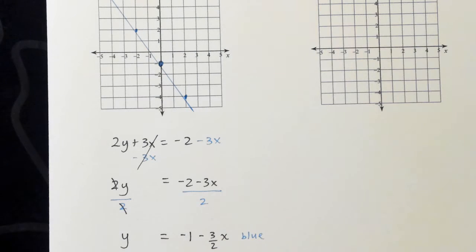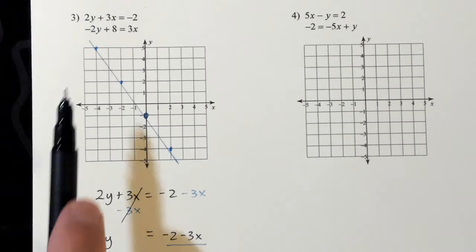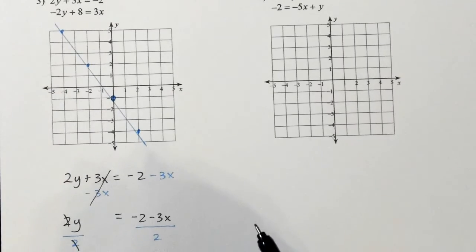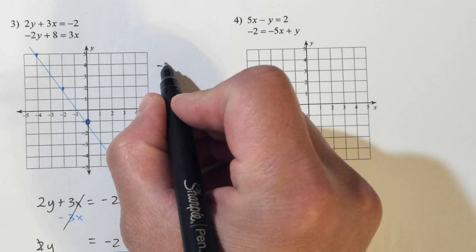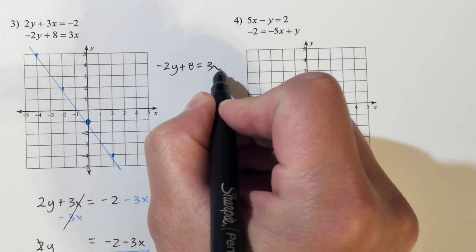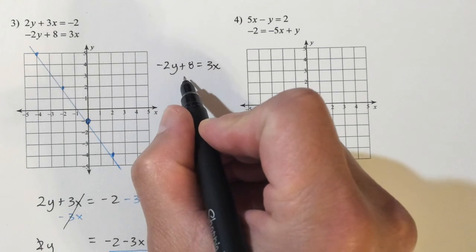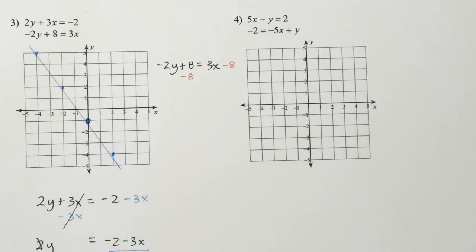Okay, and the second function, -2y plus 8 equals 3x. I'm going to do the work right here because I have a little bit of space. Again, the goal is to get the y by itself. So subtract 8 first.